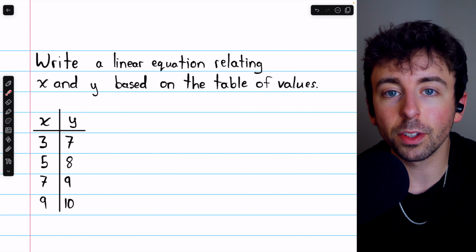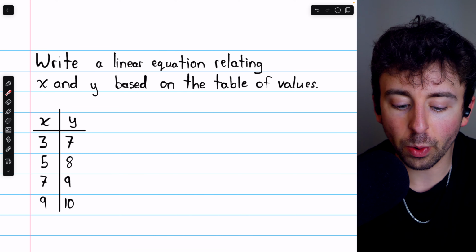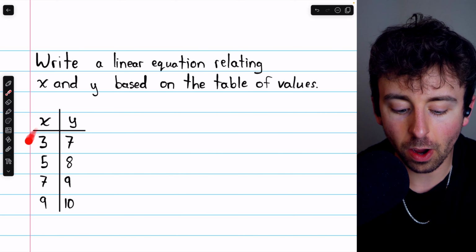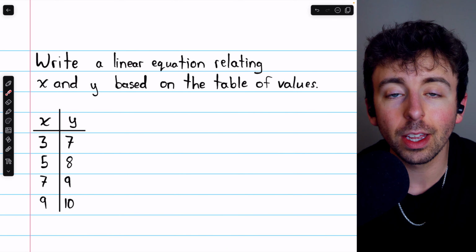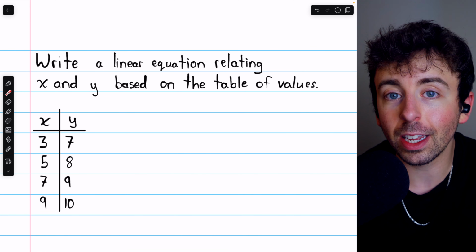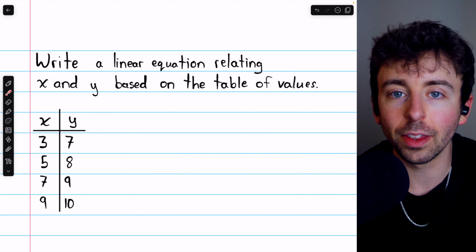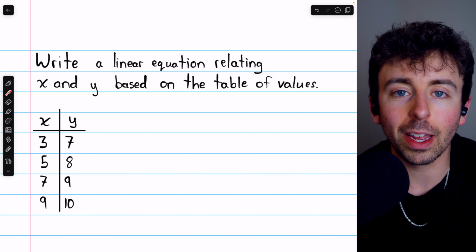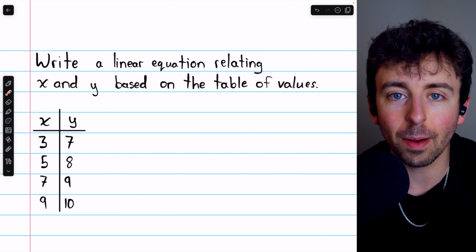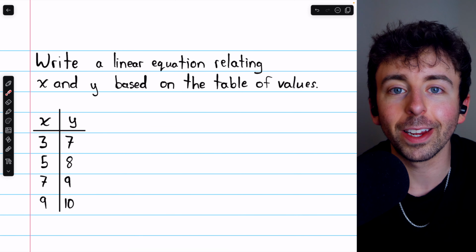Here's a quick example to try yourself. Write a linear equation relating x and y based on this table of values. Look at how much the y's change and look at how much the x's change in order to find the slope, and then plug in that information in order to find the y-intercept. I'll put the solution on screen now.